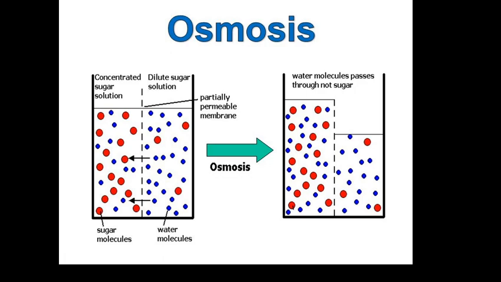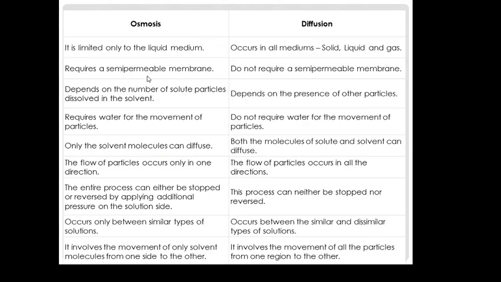Let's see the next. Let's have a look quickly at the difference between osmosis and diffusion. Osmosis is limited only to the liquid medium. Diffusion happens in solids, liquids, and gases. Okay, here osmosis requires a semipermeable membrane. Here diffusion does not require a semipermeable membrane.